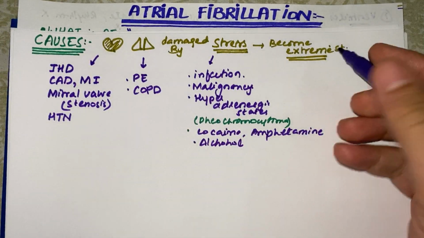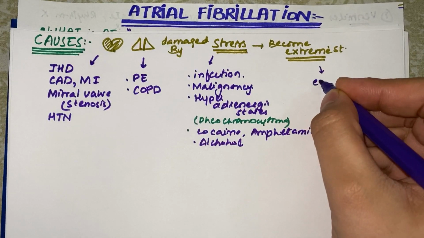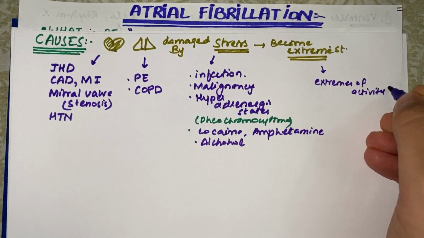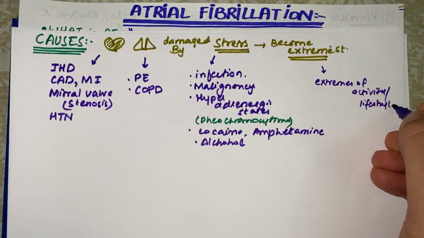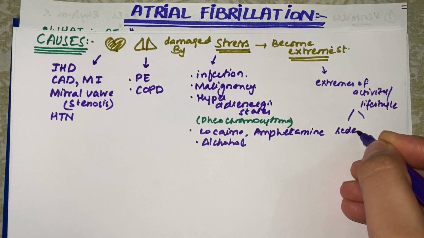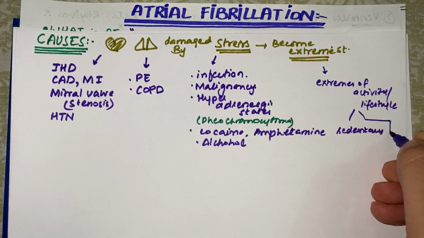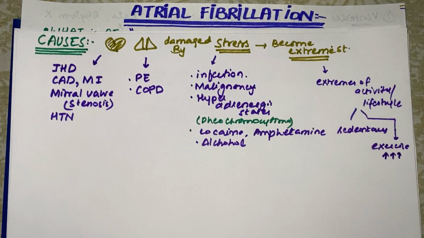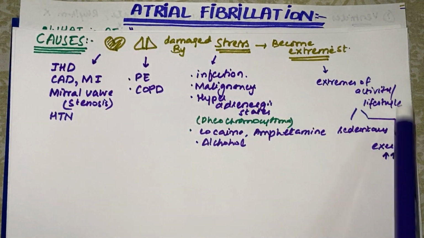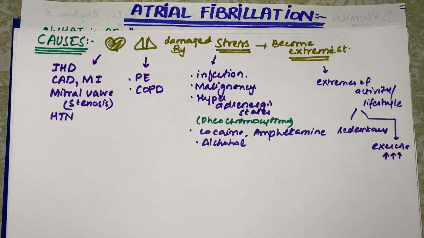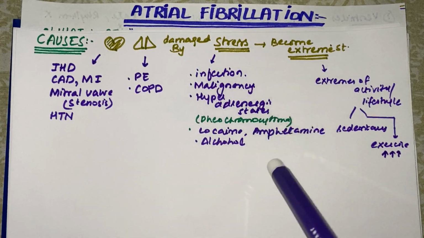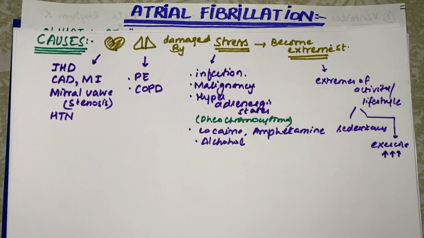So all these stressful conditions have damaged the heart and lungs. They can be contributors. And extremist, how does he start to perform extremes of activity or lifestyle? Either he undergoes an extremely sedentary lifestyle, or starts doing excessive exercise. So all these causes are the reason why atrial fibrillation can occur. Remembering these causes is very important, as it will help us pick many important points from the history as the patient comes to us. This is a very important clinical correlate.